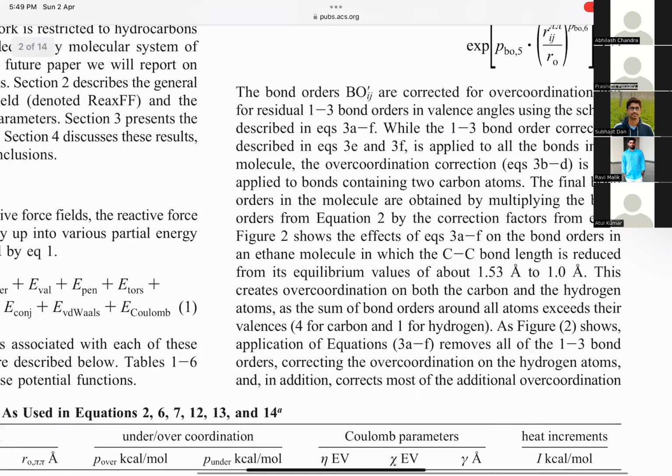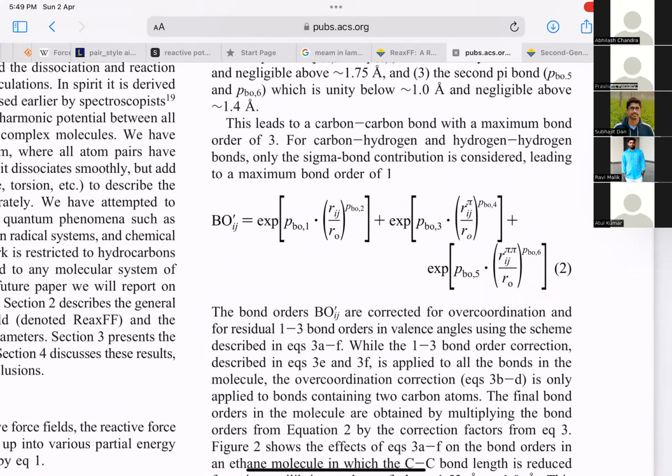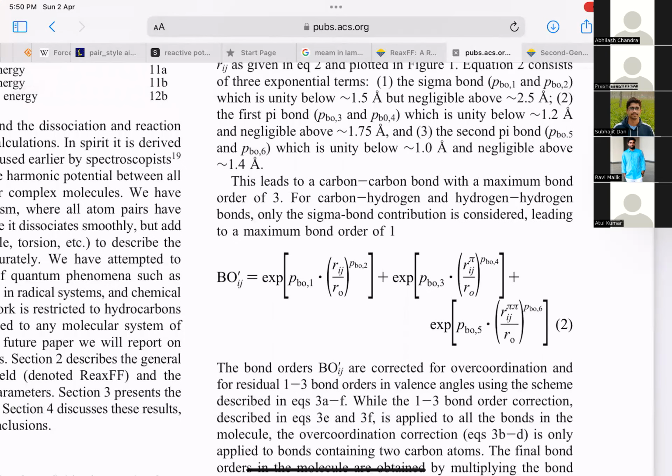This is the first part, on which your system's energy is dependent: your bonding parameters. Here we can calculate it: BO_ij prime is equal to exp(p_bo1 r_ij)... there are three exponential terms. Each exponential term is dependent upon the bond order. The first term is for the sigma bond, the second term is for the pi bond, and the third term is for the second pi bond. This can be a general equation, but here it is specifically mentioned for the carbon bond.